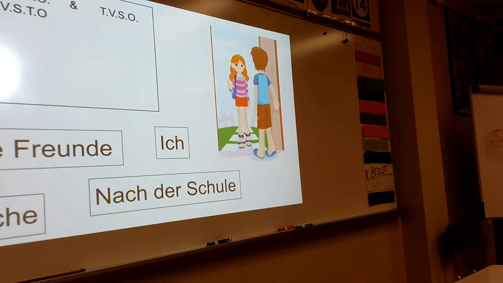All right. So we have the object. We're doing something. We're talking about doing something with friends. What's the subject? Tanner. Ich. Wunderbar. Ich. I'm doing the action. So I'm doing something with friends.